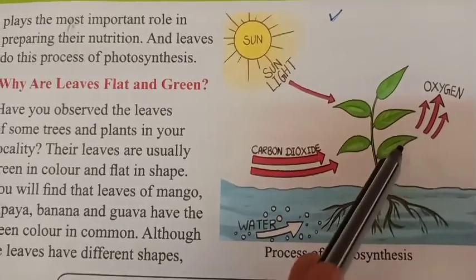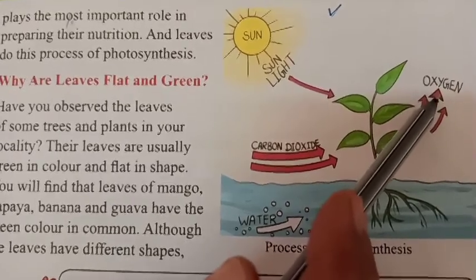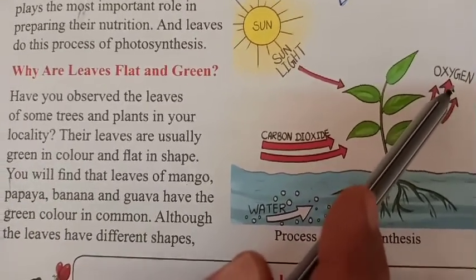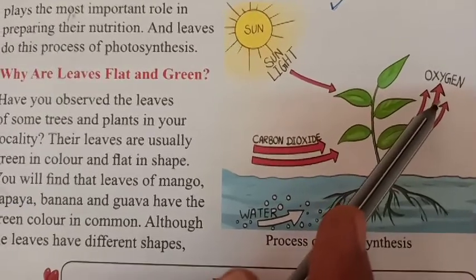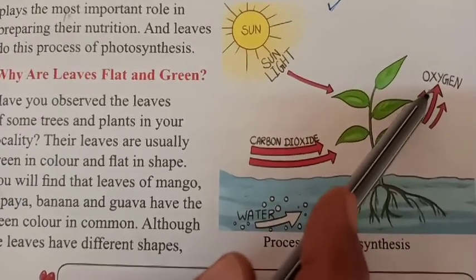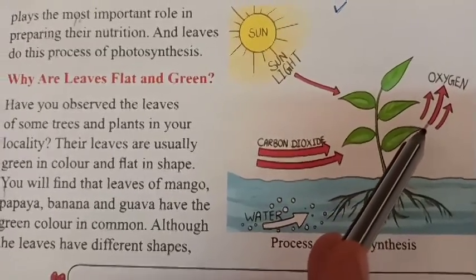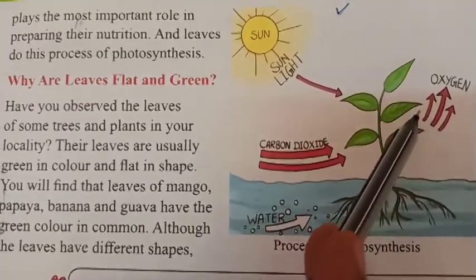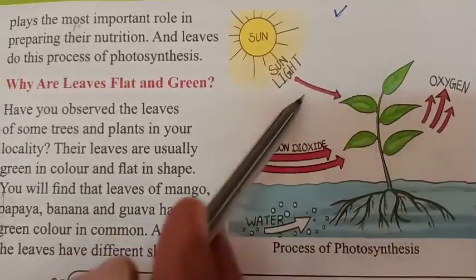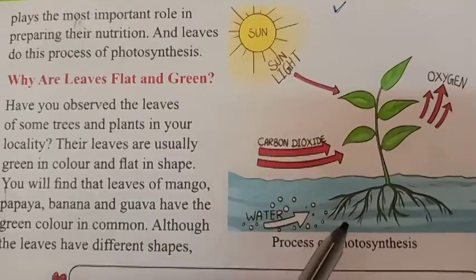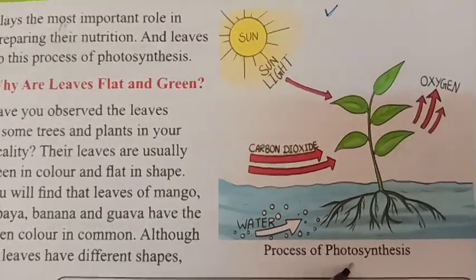Okay, so this oxygen is very important for us children. You know, we all are using oxygen while breathing. Okay, and for breathing, every animal needs oxygen. So that oxygen, from where are we getting it? From the plants. Plants give us oxygen when they prepare their food with the process of photosynthesis. Okay, children.